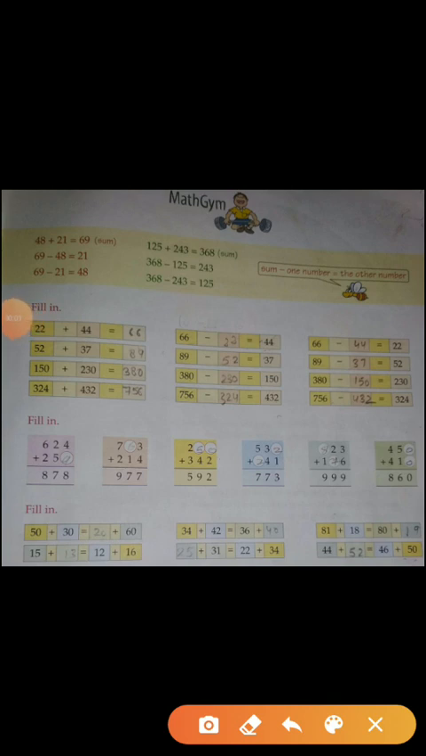Now come to page number 39. Math Gym. Here also an example is given. 48 plus 21. The sum is 69. And you can see here also two subtraction facts. 69 minus 48 is 21. 69 minus 21 is 48.